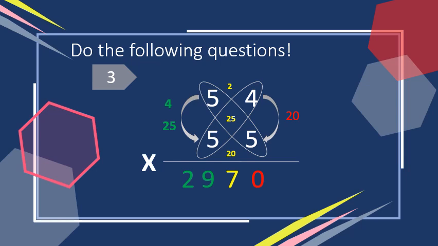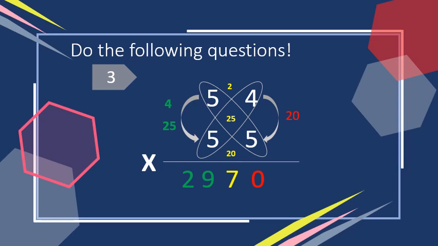You can look at the yellow numbers. You can add all. 2 plus 25 plus 20. What is the result? Yes, 47. But we only write 7, and we save the tens number 4 beside 5.